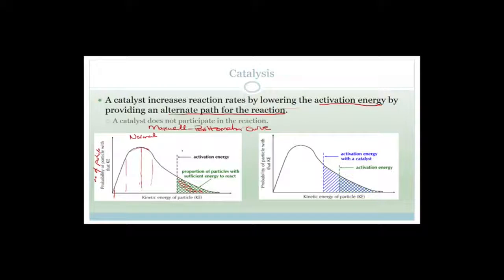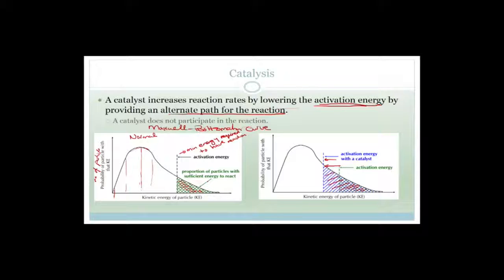And what was the activation energy again? This was the minimum energy required to have a reaction. That was the minimum energy. We've done this before. But now what happens when we have a catalyst? All the catalyst does is lower the activation energy. It doesn't change this graph at all. All it does is move the activation energy down. So now all of these particles have enough kinetic energy to have a reaction.